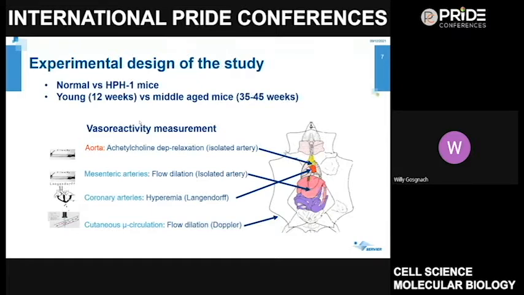And we also chose what we considered the best technique to measure the vasoreactivity. That is to say, for aorta and mesenteric arteries, isolated organ chambers. For coronary arteries, it was an isolated heart Langendorff technique. And for the cutaneous microcirculation, we used a laser Doppler flow meter.